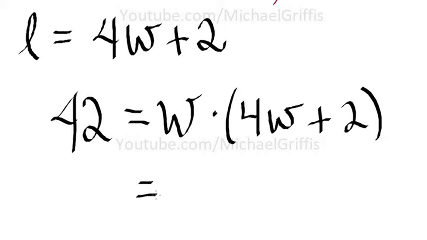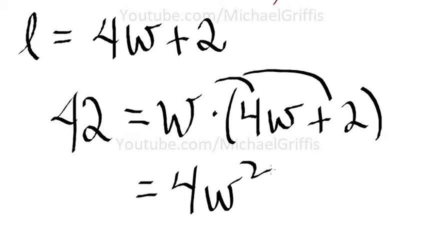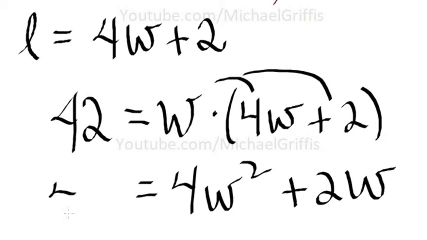Let's go ahead and, the goal here is to get this thing in that quadratic or standard form. Get our quadratic equation in standard form. That's the goal here for right now. So let's distribute this W across. So we have 4W squared plus 2W. All right, we'll go ahead and rewrite our 42.